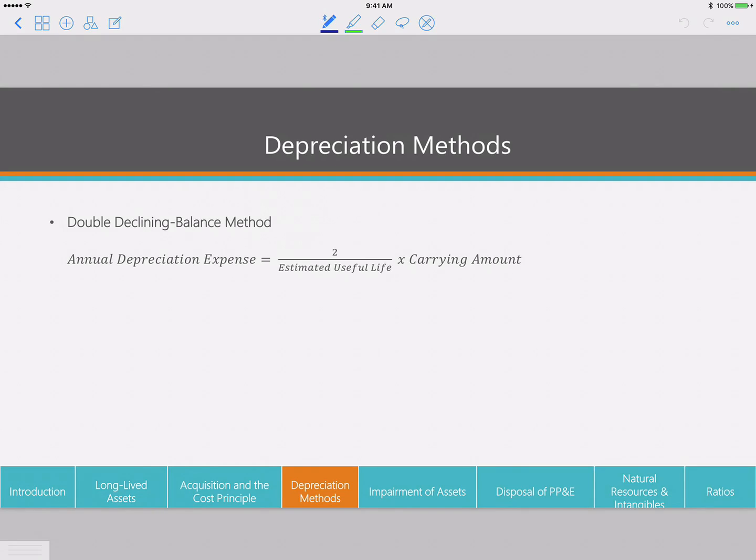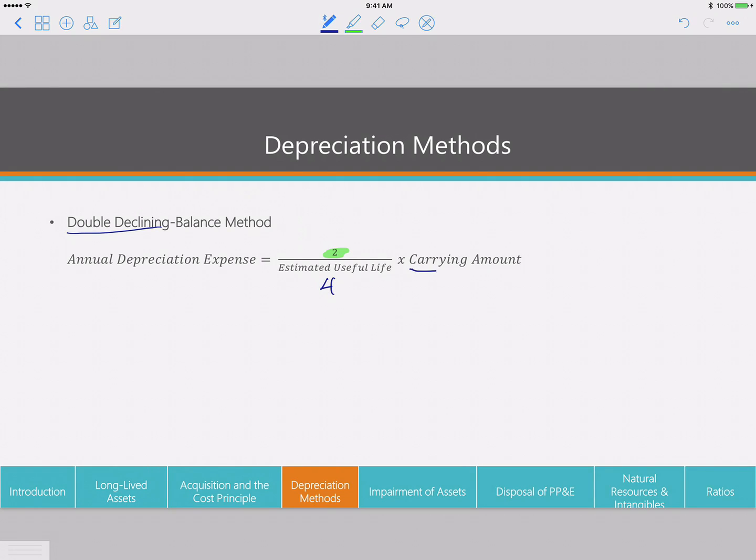And finally, we have the declining balance method, often known as the double declining balance. That's because the most commonly used one is the double declining method, but it could be a triple or quadruple declining balance method. So the double goes right over here, but if it was the triple method, it would be a 3. If it was a quadruple, it would be a 4. So you take that, the 2, divide it by the estimated useful life in years. So if it's going to last 4 years, it would be 2 over 4.